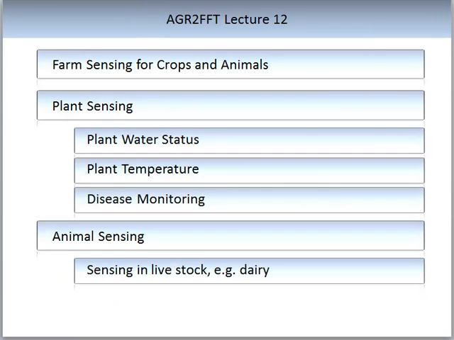In the next part of this lecture, we're going to look at a suite of sensors. In the plant sensors, we will look at sensing plant water status, sensing plant temperature, and an example of disease monitoring. In the animal sensors, we will look at sensing of livestock.